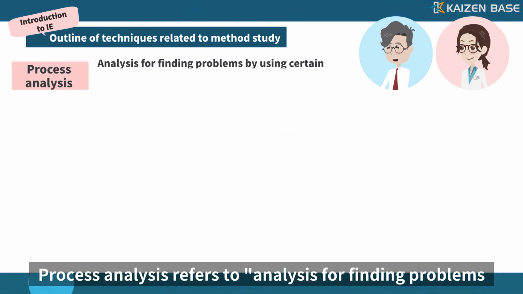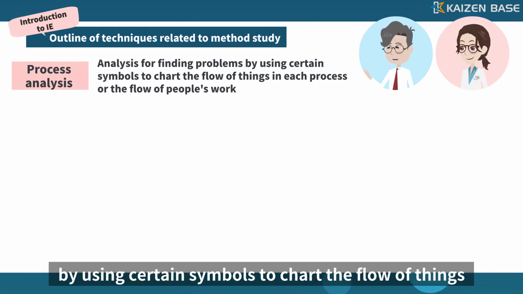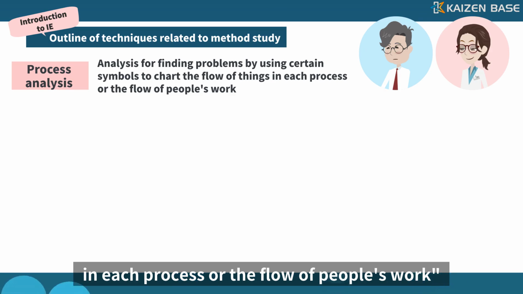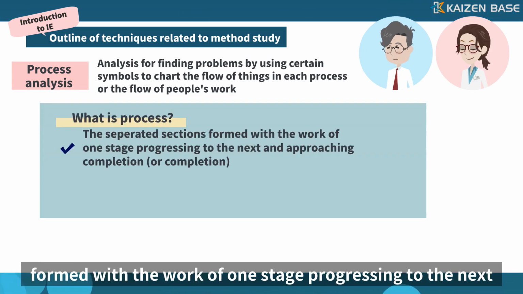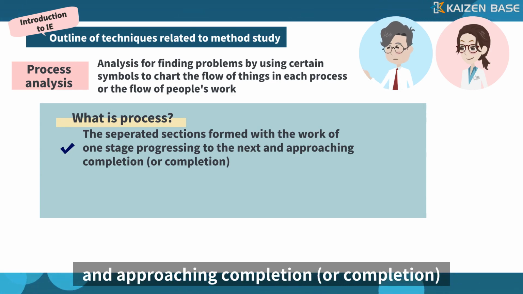Process analysis refers to analysis for finding problems by using certain symbols to chart the flow of things in each process or the flow of people's work. By the way, process refers to the separated sections formed with the work of one stage progressing to the next and approaching completion, or completion.